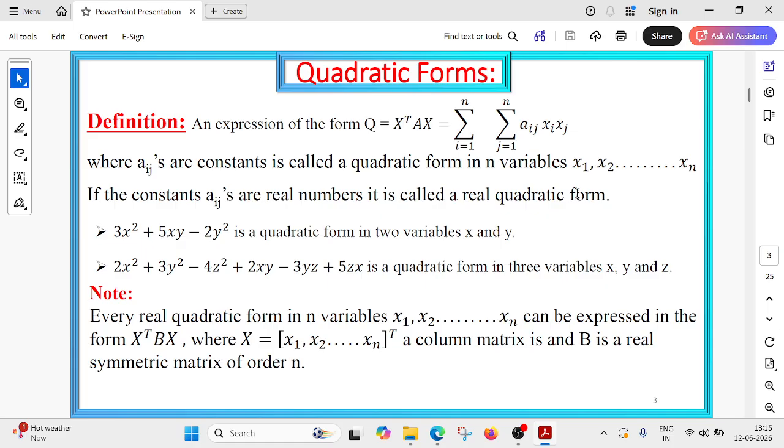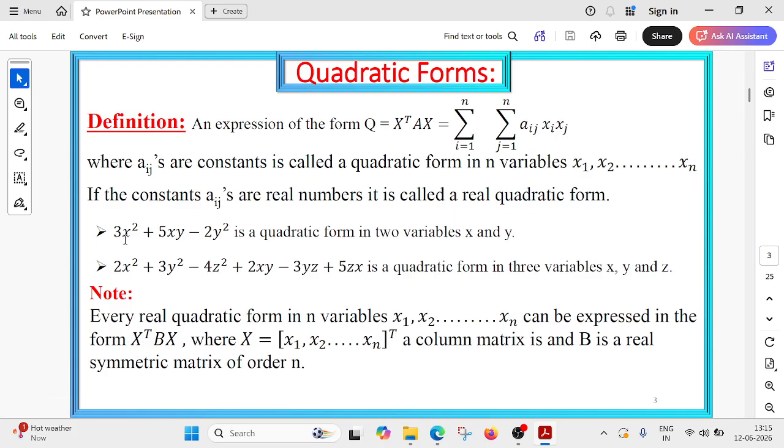Quadratic forms. What does the quadratic form define? What does it tell us? An expression of the form q equals x transpose Ax, equals the summation of i equals 1 to n and summation of j equals 1 to n of a_ij x_i x_j, where a_ij are constants, is called a quadratic form of n variables x1, x2, up to xn. If the constants a_ij are real numbers, it is called a real quadratic form.